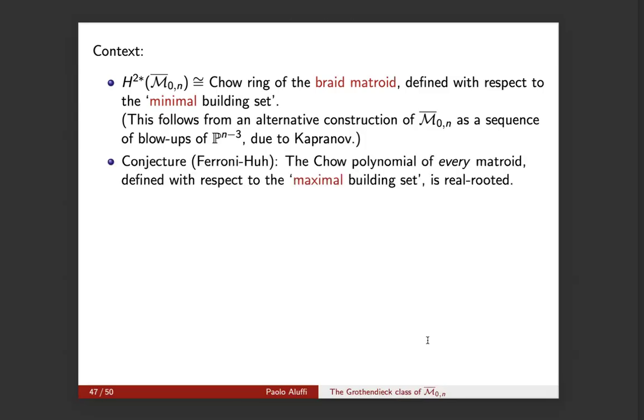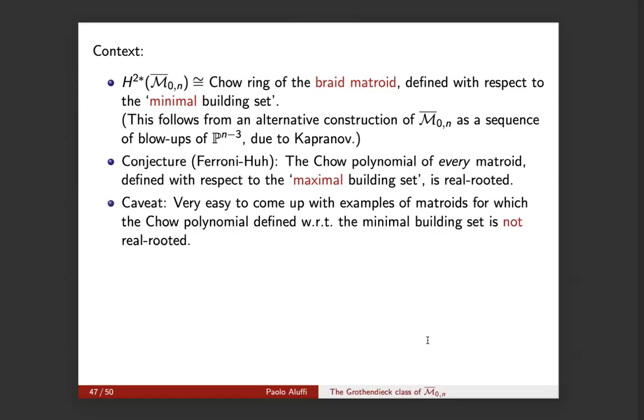The conjecture that Ferroni and June Huh independently made was that the Chow polynomial of every matroid with respect to the maximal building set, so somehow the other end of the scale, should be real rooted. So what we are observing is that in this case, for M0 n bar, real rootedness seems to happen for the minimal building set. And that's a little strange because it's very easy to have examples of matroids for which the minimal building set will not give you real rooted polynomials. So that's the question. What's special about the braid matroid?